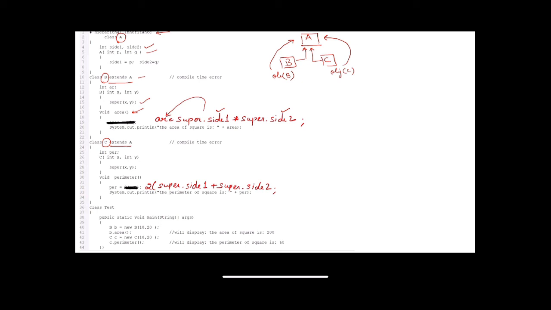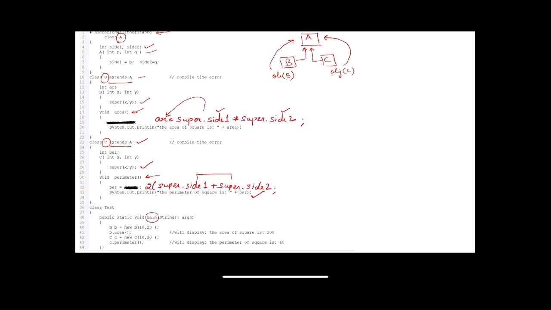In my class C, you can see that it is also extending A or inheriting A. So I have assigned the values of x and y using my C constructor. Then I'm also having a method perimeter where I have added both the sides and then multiplied by 2 to define the value of perimeter in my method perimeter, and has displayed the result.